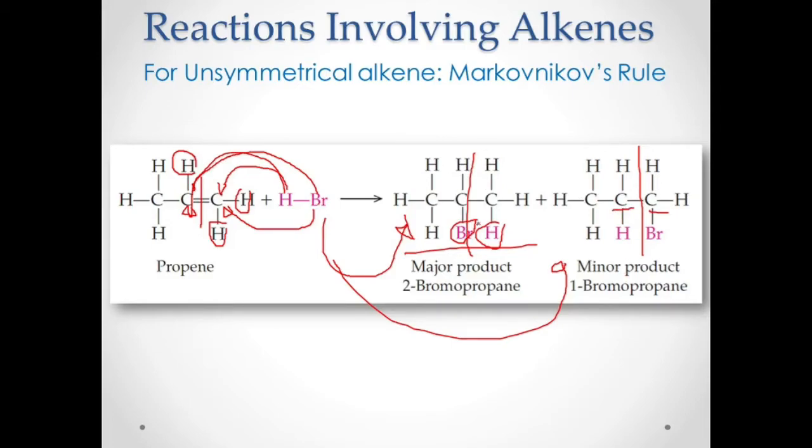So you can either form 2-bromopropane. This is a 2-bromo. You have 1, 2, 3. So you have 2-bromopropane, which is actually the major product. And you can also form 1-bromopropane, which is actually the minor product. Okay, so for unsymmetrical alkenes, you should follow Markovnikov's rule.